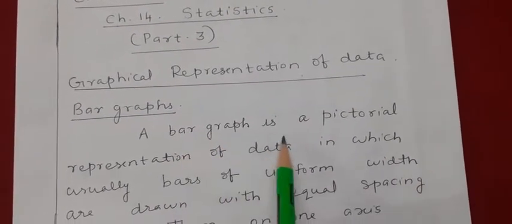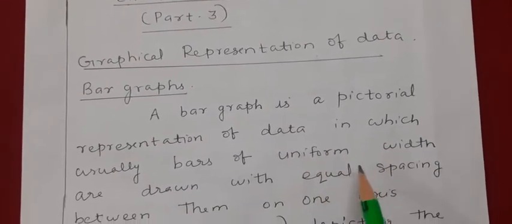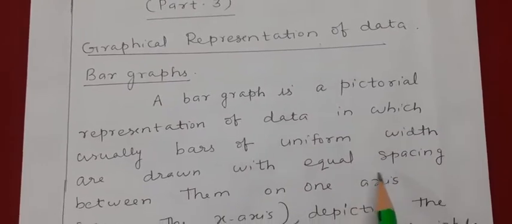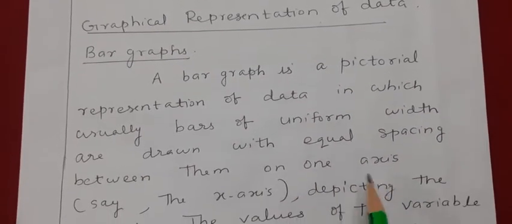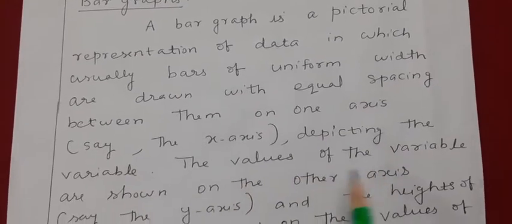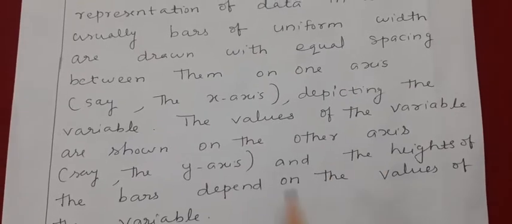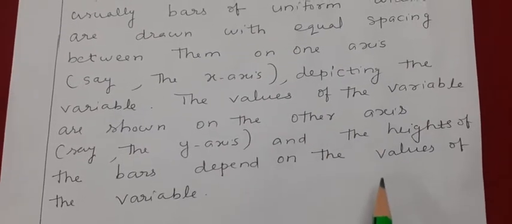A bar graph is a pictorial representation of data in which usually bars of uniform width are drawn with equal spacing between them on one axis, say the x-axis, depicting the variable. The values of the variable are shown on the other axis, say the y-axis, and the heights of the bars depend on the values of the variable.